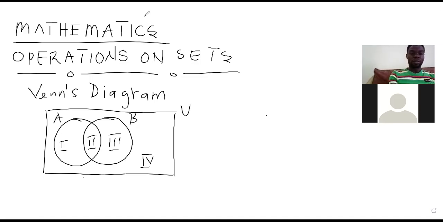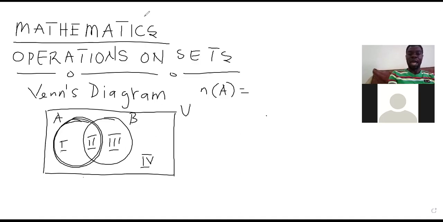if I pick number of A, this means number of elements in A. Now the whole of this circle is representing the elements in A, or number of A. So to get number of A, we combine region 1 and region 2 to get the number of elements in A. Take note of that. We combine region 1 and region 2 to get that.